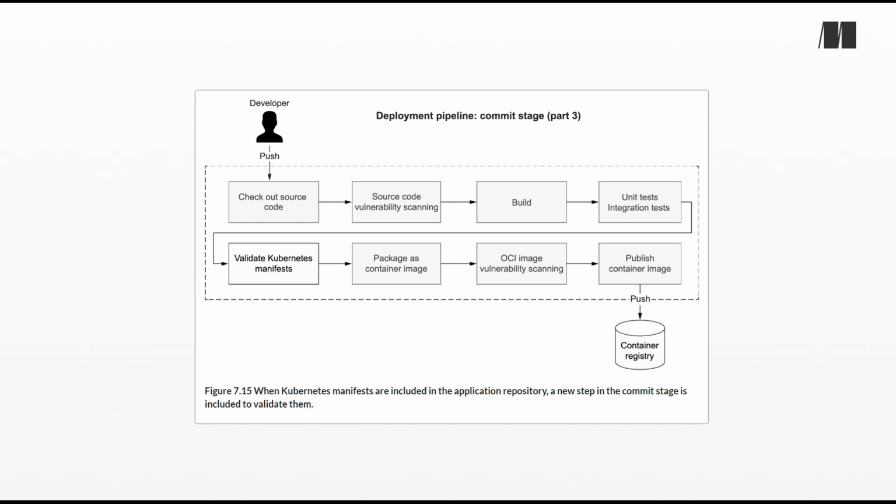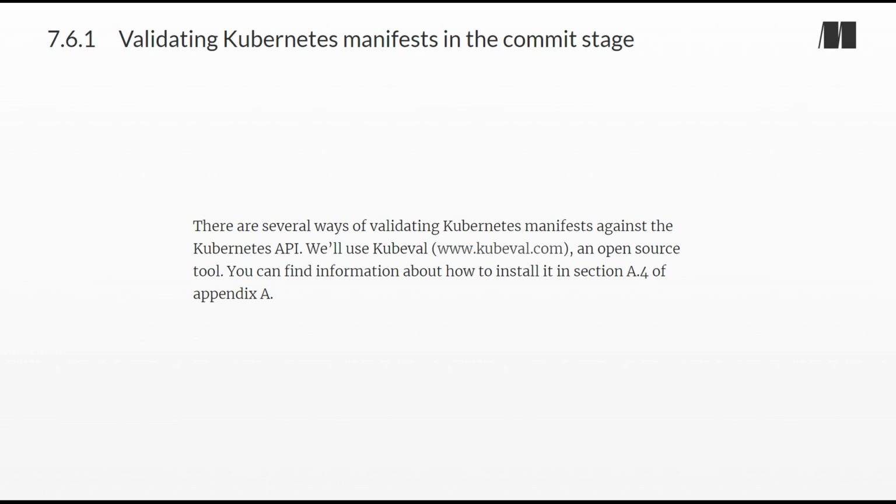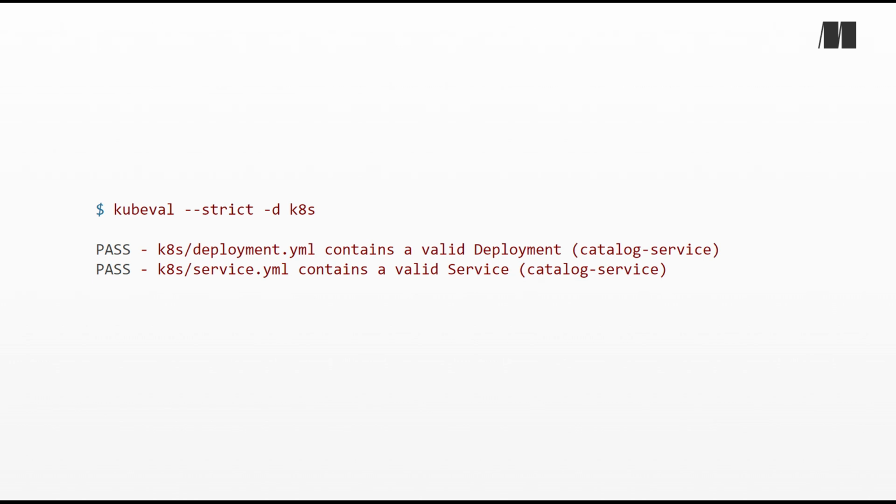Figure 7.15. When Kubernetes manifests are included in the application repository, a new step in the commit stage is included to validate them. There are several ways of validating Kubernetes manifests against the Kubernetes API. We'll use kubeval, www.kubeval.com, an open-source tool. You can find information about how to install it in Section A.4 of Appendix A. Let's see how it works.